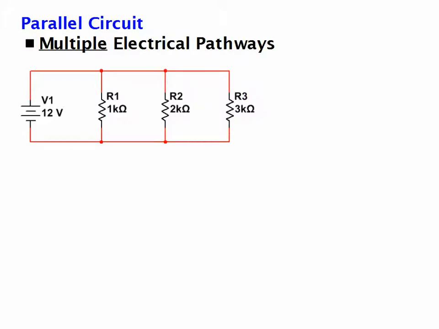So here we have a parallel circuit, 3 loops, 3 branches. The resistors in each branch or each loop are different. And we're going to need to find basically the current in each branch, the total resistance, and the total current flowing through all branches.